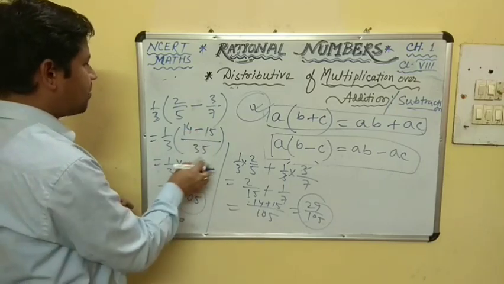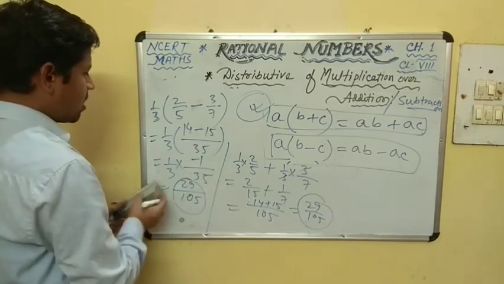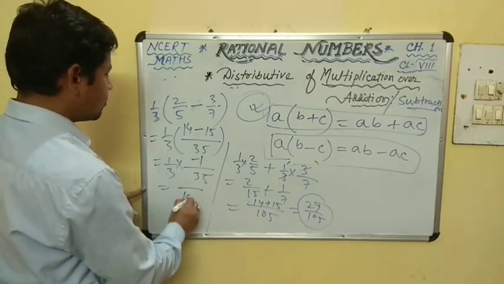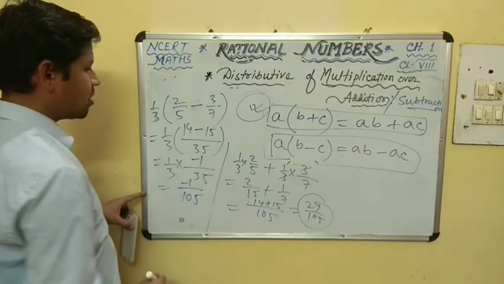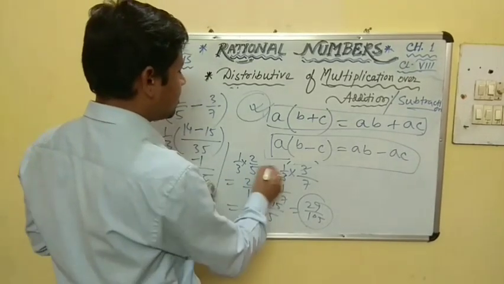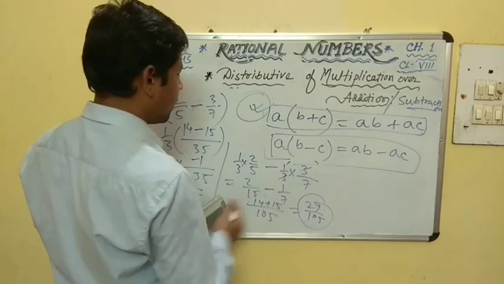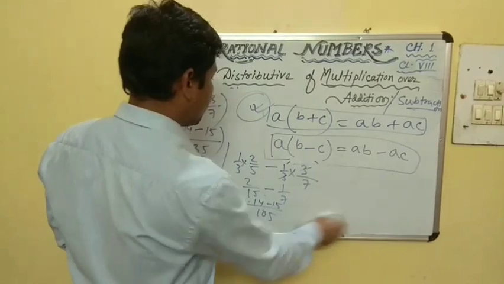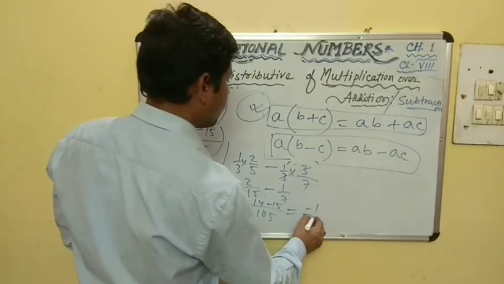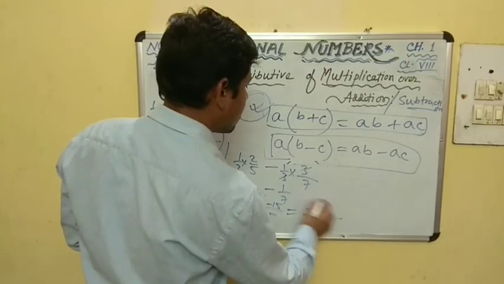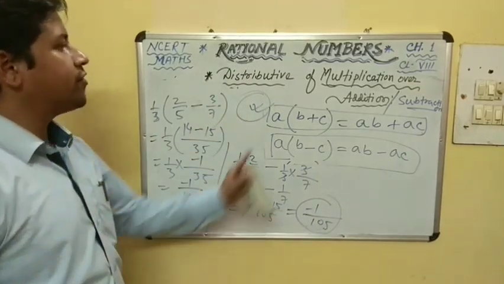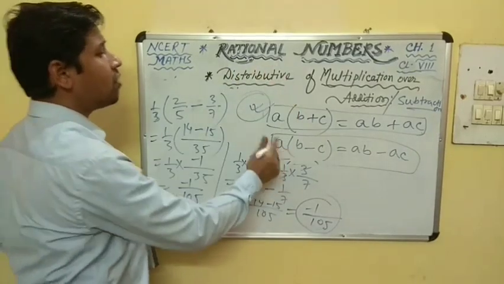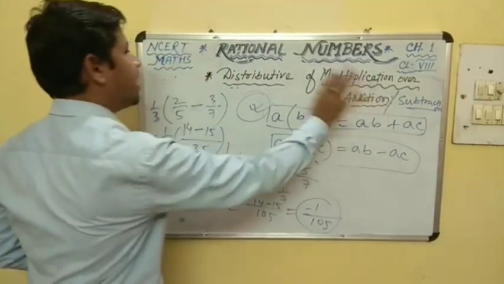Here also the negative. 14 minus 15 will be minus 1. Here also you will see the denominator 105, and the result is minus 1 by 105. Here you will see the minus, and here also the minus, and it will be minus 1 by 105. Both the cases will be the same. In case of subtraction also we see that it is holding. These are the rules for the distributive property of multiplication over addition and subtraction.